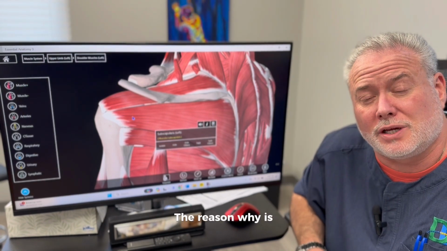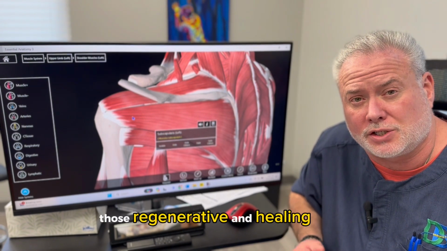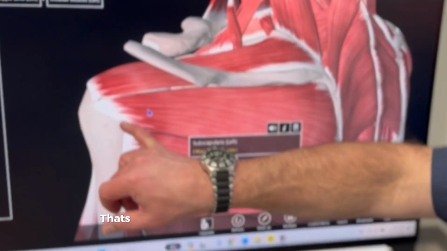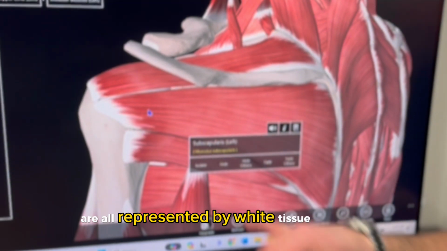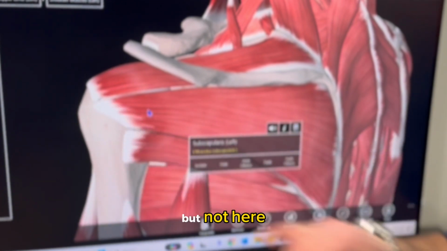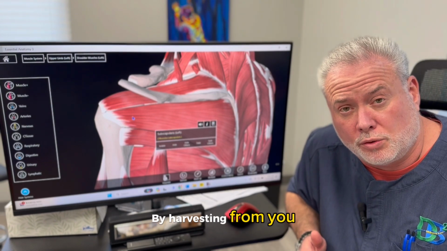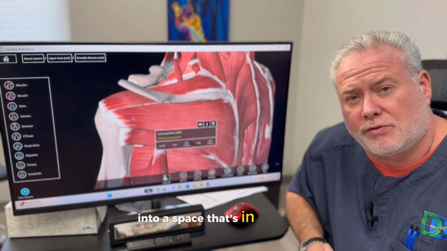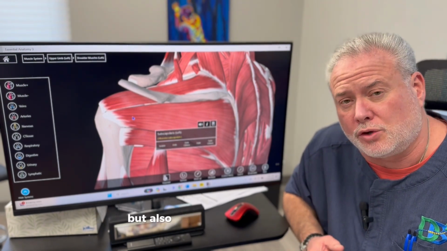The reason why is it's difficult for your immune system to direct those regenerative and healing cells into areas that don't have a high degree of blood flow. That's why these tendinous attachments are all represented by white tissue, not red, which has a high degree of blood flow in these areas, but not here, nor inside the actual joint itself. By harvesting from you and directing these types of growth factors into a space that's inflamed, we can make a significant impact on not only your pain, but also your range of motion.